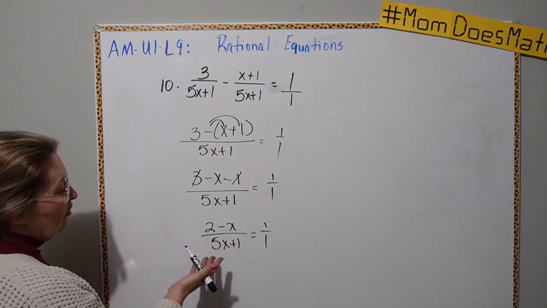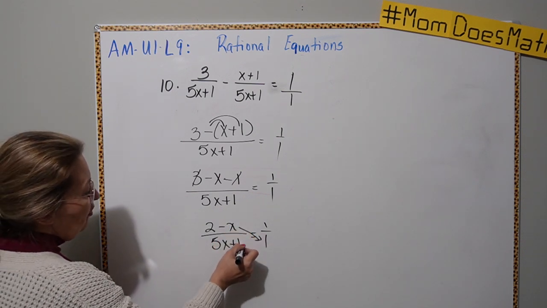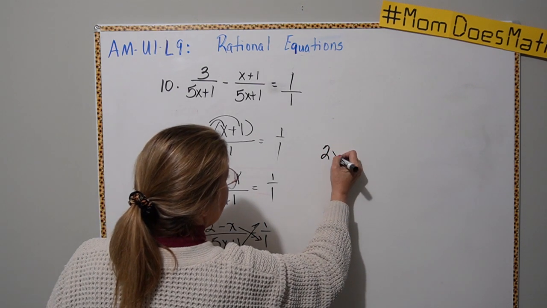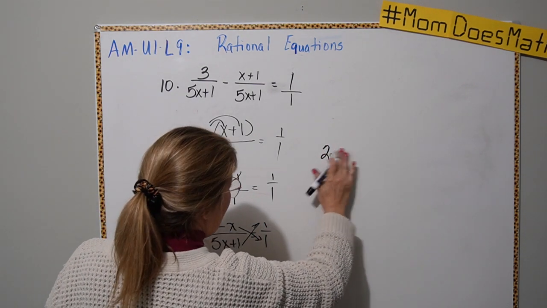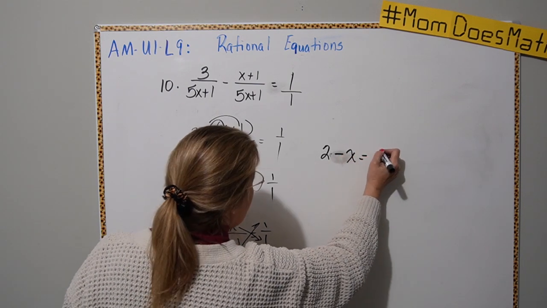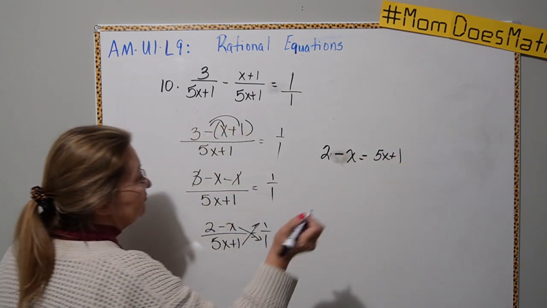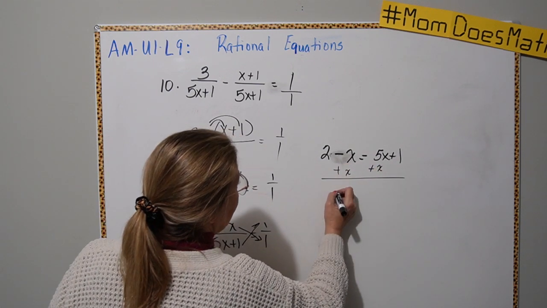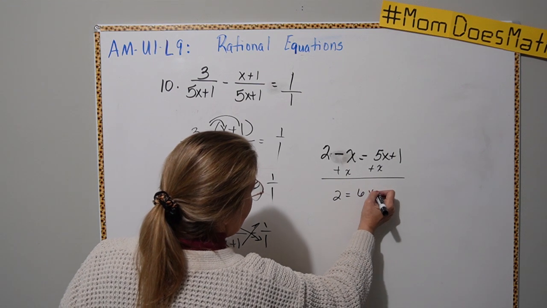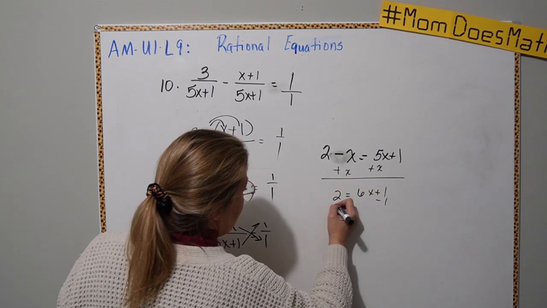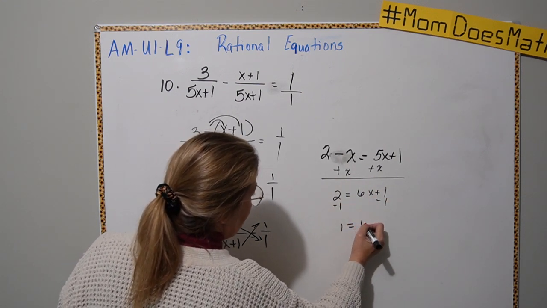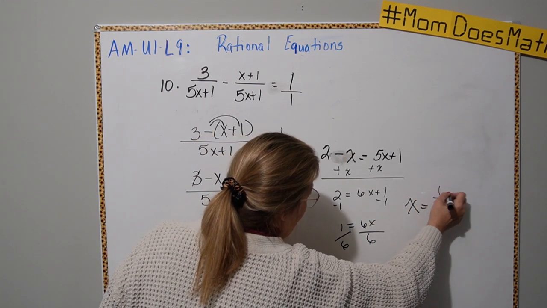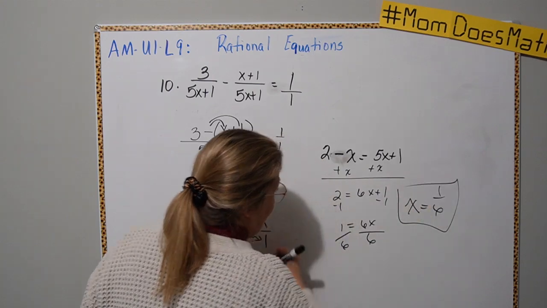So now we're ready to cross multiply. Since you are just multiplying by 1 on both of them, what you're going to wind up with is 2 minus x equals 5x plus 1. And then we're ready to solve. Add x to each side, and you get 2 is equal to 6x plus 1. Subtract 1 from each side. 1 is equal to 6x. Divide both sides by 6, and x is equal to 1 over 6.